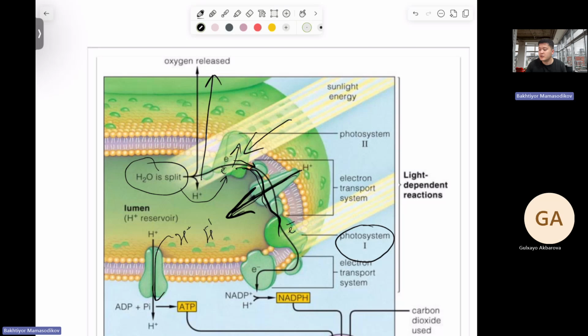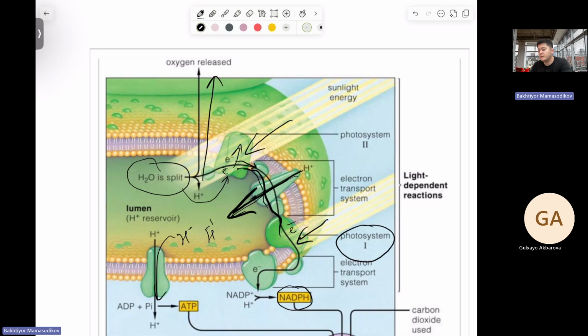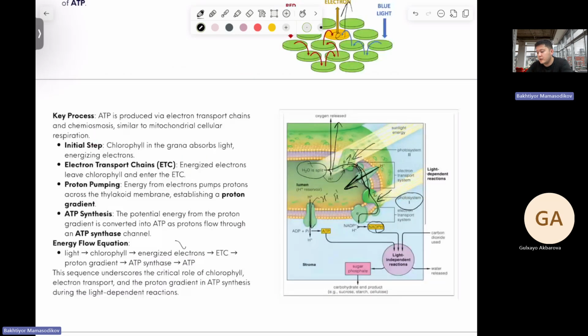Electrons reach photosystem 1. This is photosystem 1. They are re-energized and used to reduce NADP to NADPH. Those energized electrons come from light hitting the chlorophyll. From the chlorophyll, electrons are energized, go to the electron transport chain, a proton gradient is formed, ATP is synthesized, and after that, from photosystem 1, energized electrons form the NADPH.